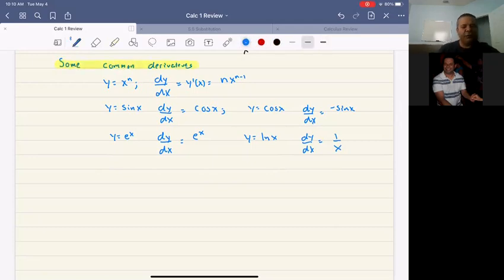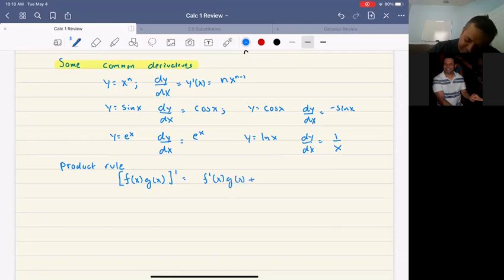And then there are these rules, the product rule. If you have f of x times g of x, I'm going to write this one with primes. The derivative is the derivative of the first times the second plus the first times the derivative of the second.